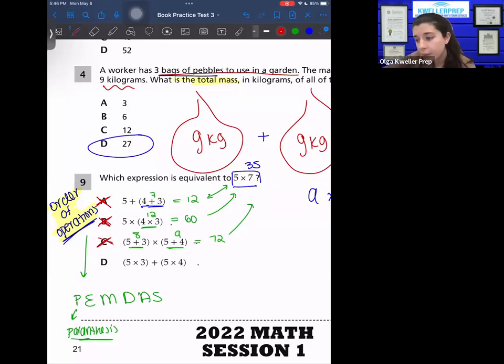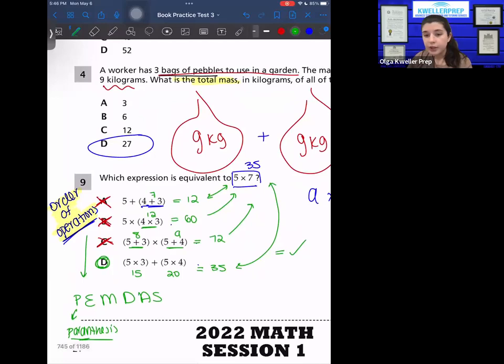And then finally, by process of elimination, I know that most likely this is my answer, but let's just complete it to make sure. 5 times 3 is 15, and 5 times 4 is 20. And when we add those up, we get 35, which does match our answer. That is equivalent, and that's it. We're done. We got to the right answer.